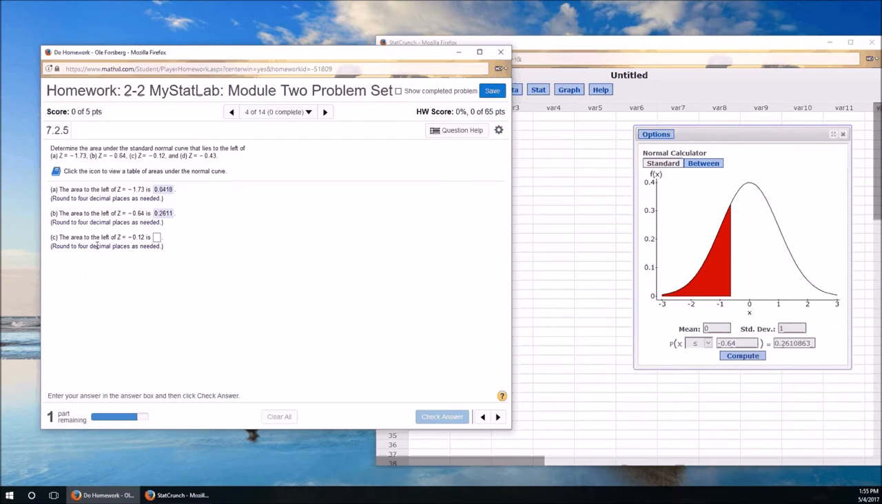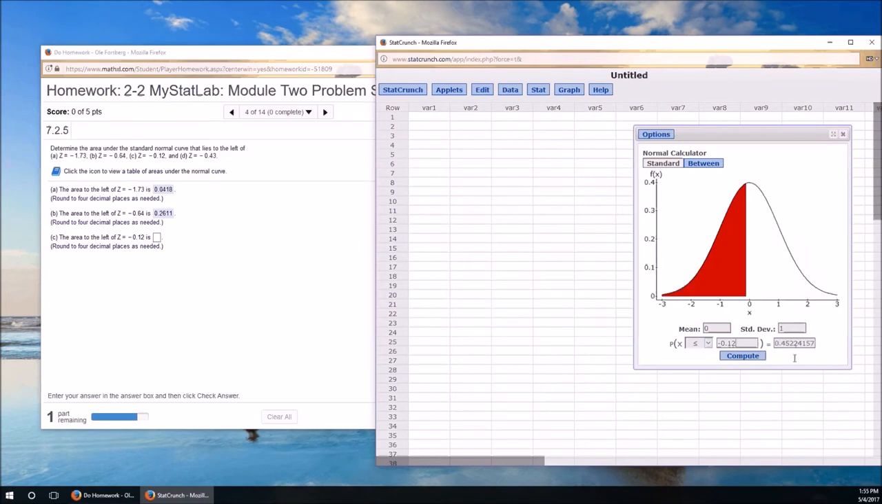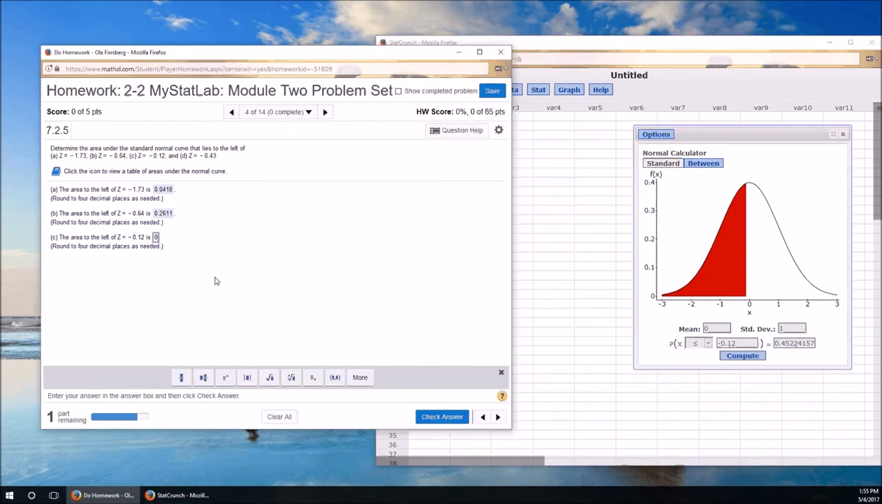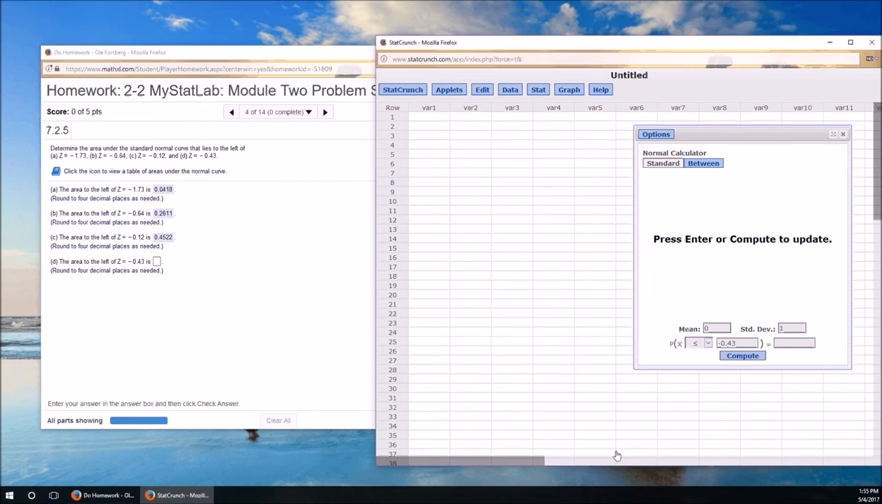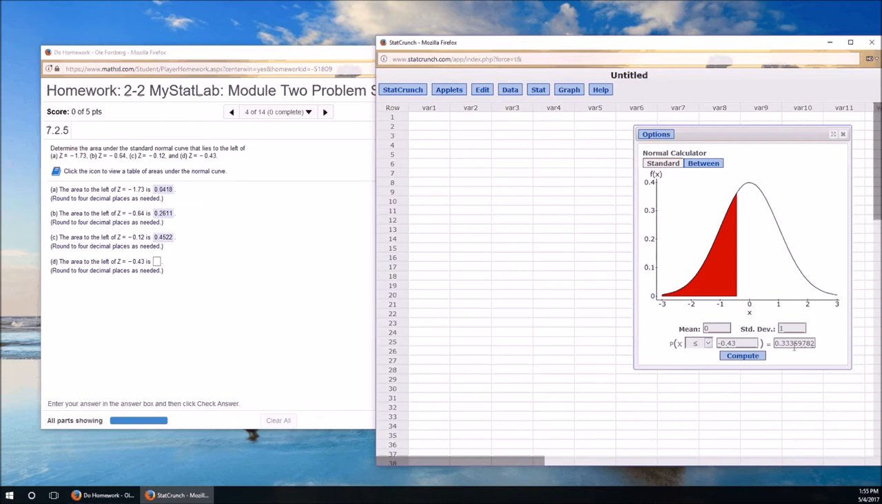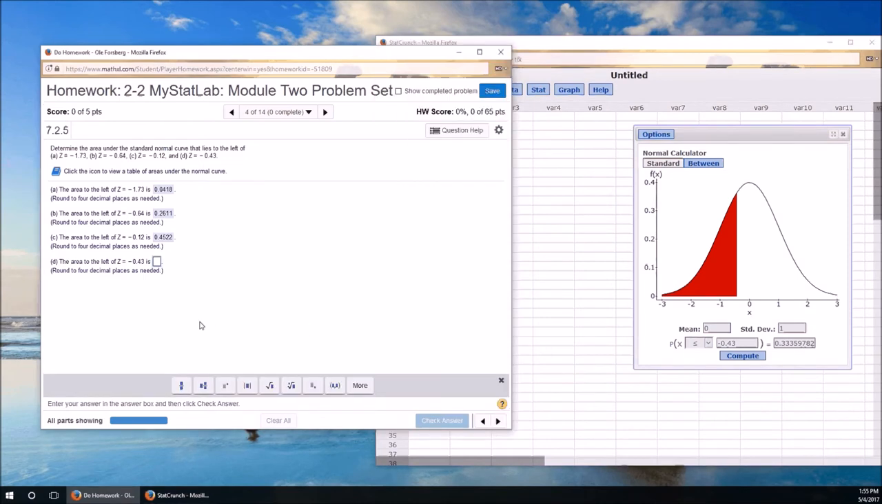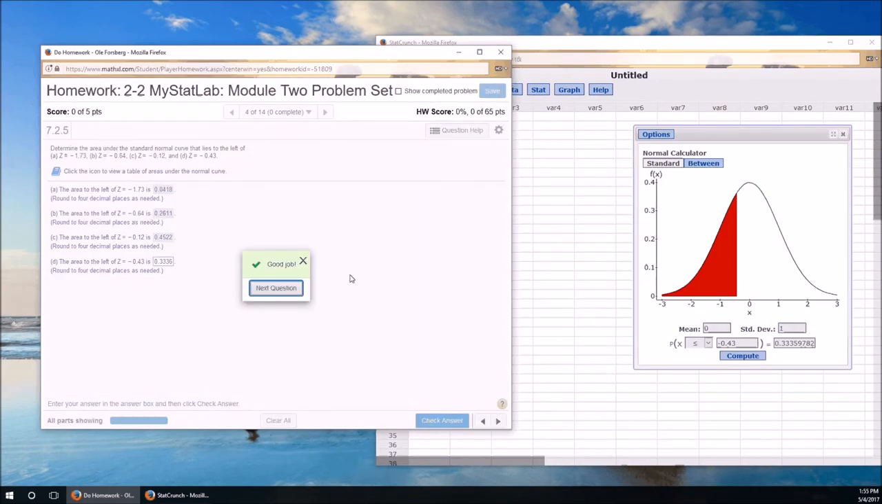To the left of -0.12, 0.452. Notice the area is getting bigger the farther to the right we go. So this is going to equal 0.4522. I am still fantastic. D, to the left of -0.43. 0.3336. I did that right. I did a good job. It's as easy as that.